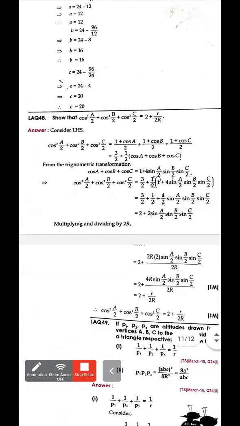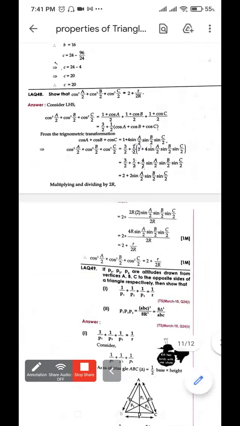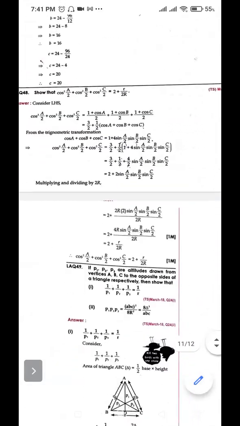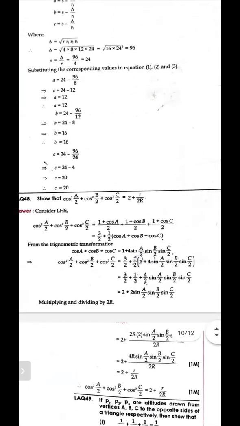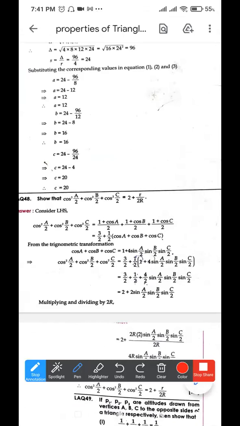Show that cos square A by 2 plus cos square B by 2 plus cos square C by 2 is equal to 2 plus r by 2R. Okay, this question is a bit tricky, but it's not impossible.